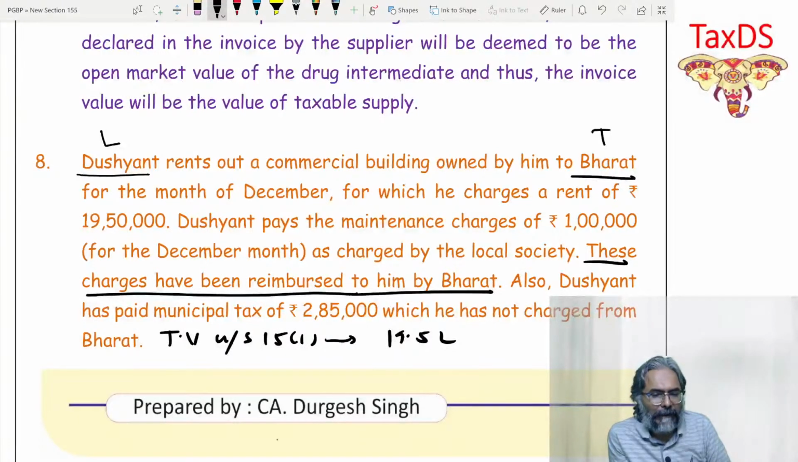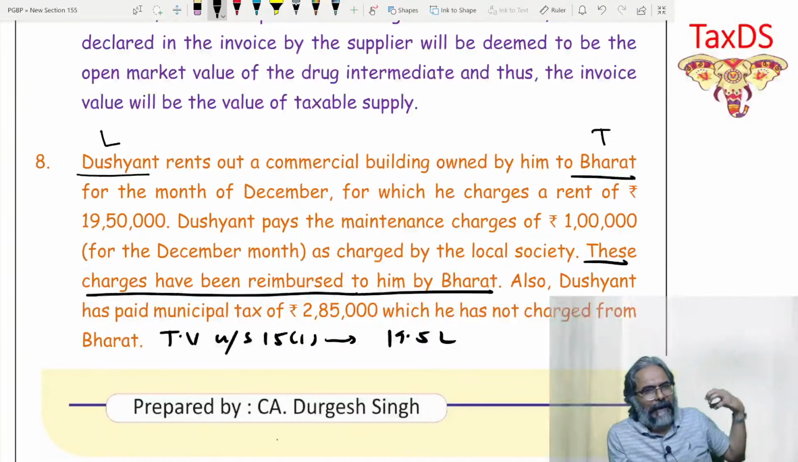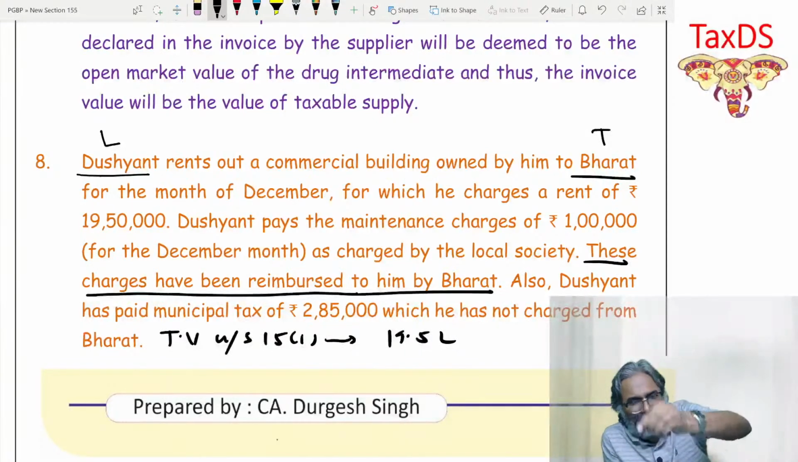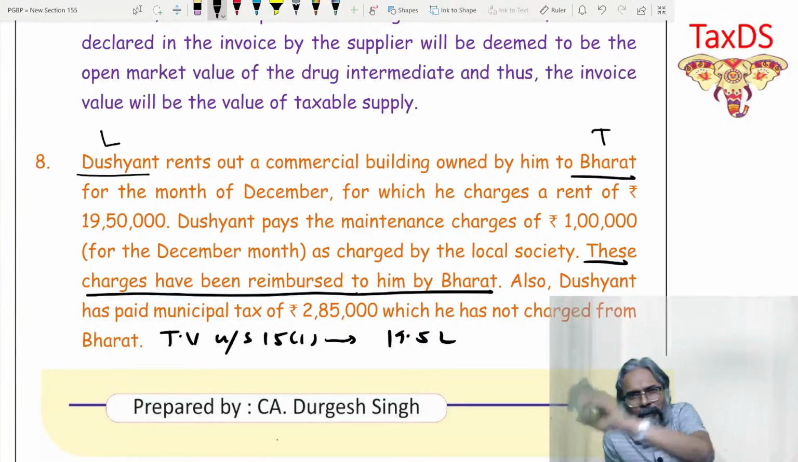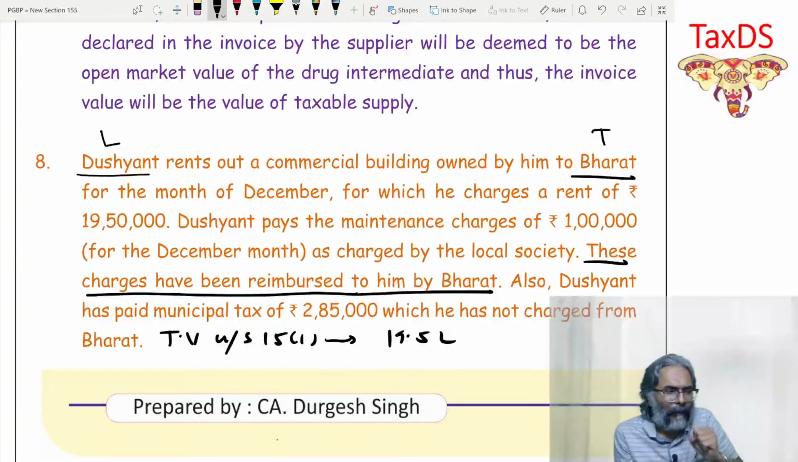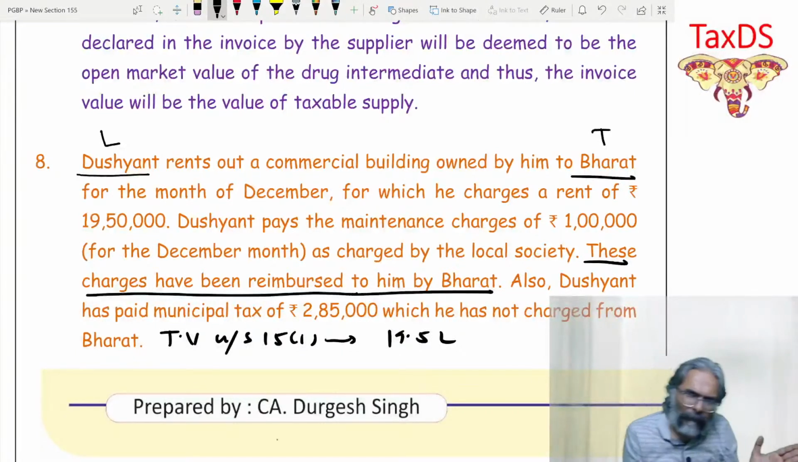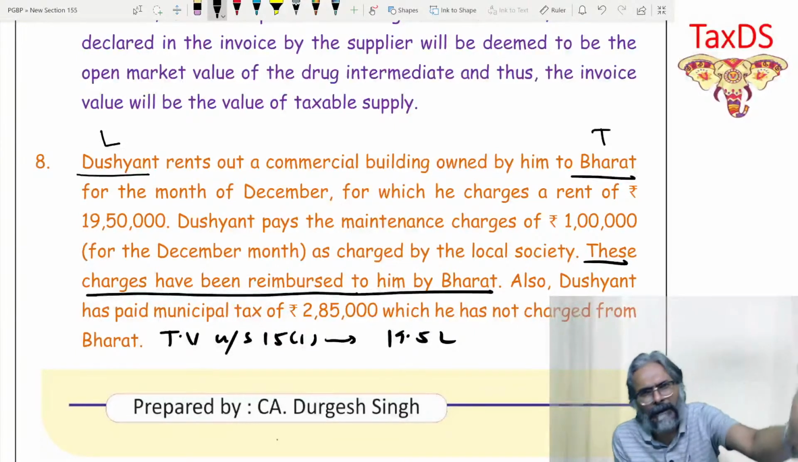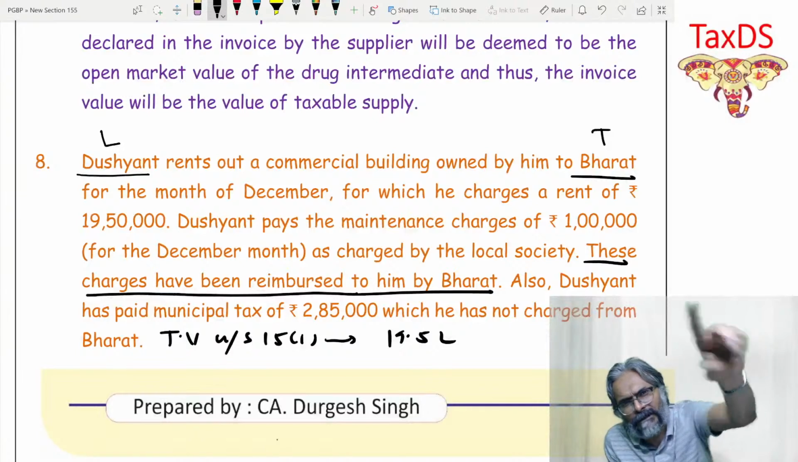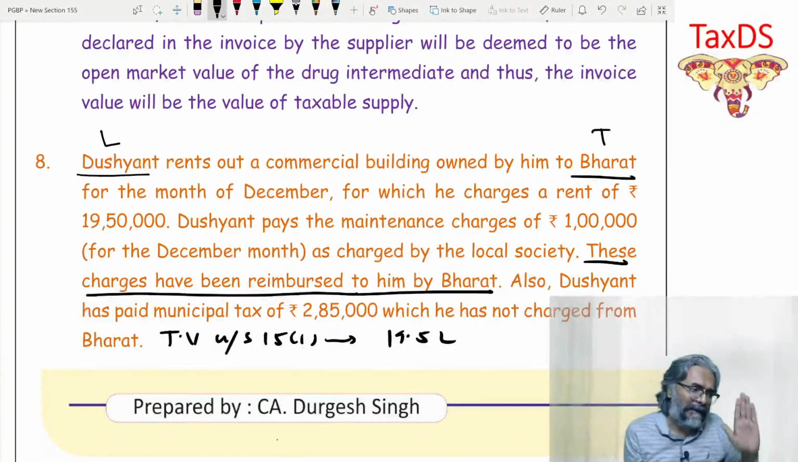Fine, students. Now you tell me, in that case, the society maintenance came to the landlord, and now Dushyant, being the landlord, is charging it to whom? To Bharat, the tenant. Unless I charge him, will he pay me? The answer is no. So the question is, did Dushyant subsequently charge Bharat the maintenance charges towards that supply of rent? Answer is yes.